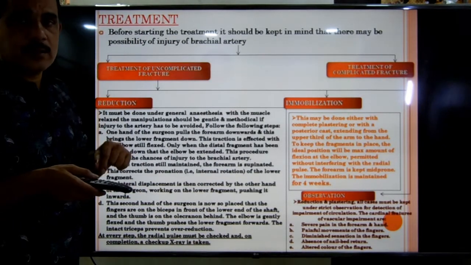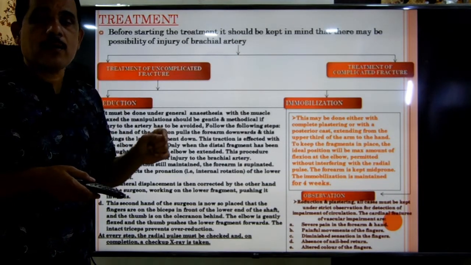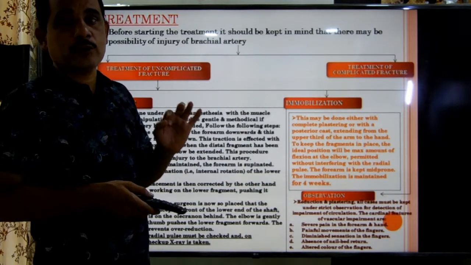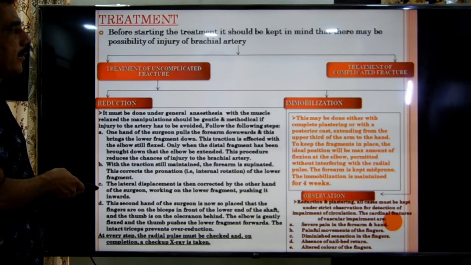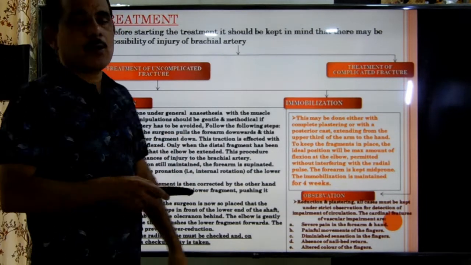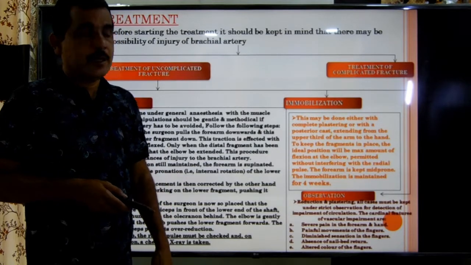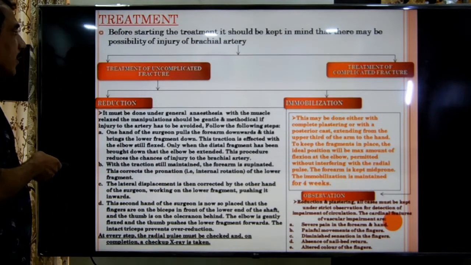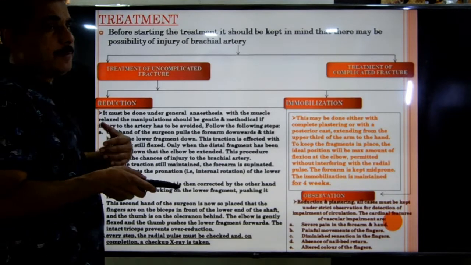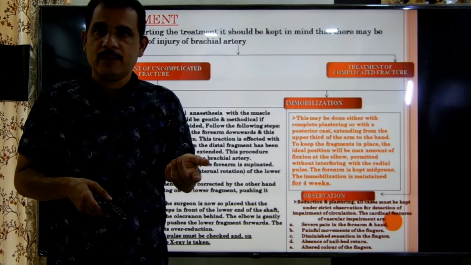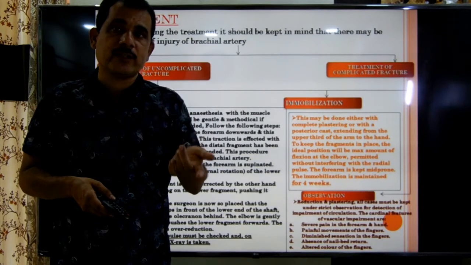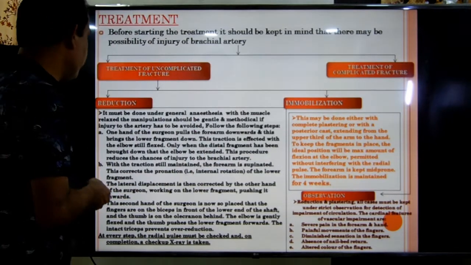Now, for convenience, the treatment of supracondylar fracture of the humerus is divided into two groups. One is the treatment of the uncomplicated and the second is the treatment of the complicated fracture. In treatment of the uncomplicated, there is treatment of the extension type and the flexion type, in case of the transverse fracture.